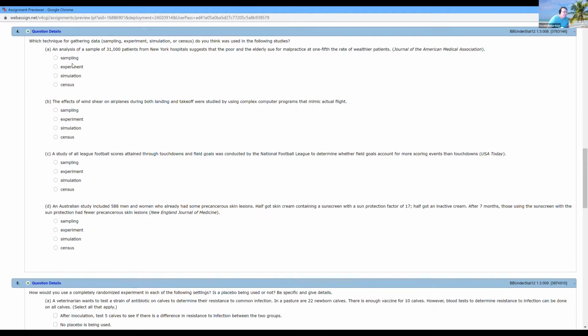Now, it's a sample or an experiment. It could be one or it might be the other. In this case here, I'm going to say that this thing here was a sample.